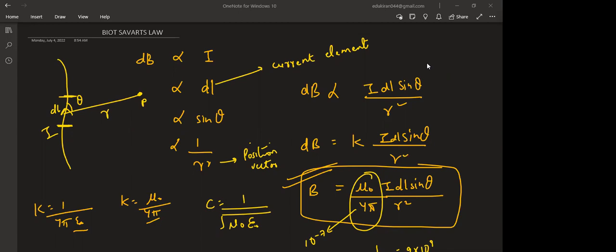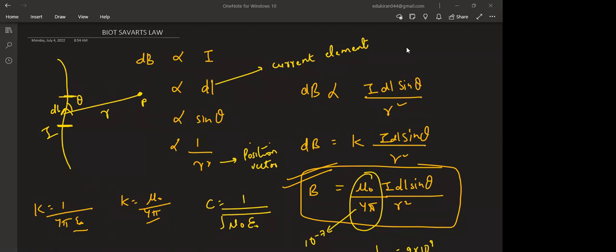The first quantity that it is proportional to is current. Whatever current is flowing within the conductor, the magnetic field is directly proportional to it. Secondly, if you take a part of the wire, the direction of current in it will be exactly the direction of the original current. We call this segment of the wire the current element. So the magnetic field is also proportional to the current element.